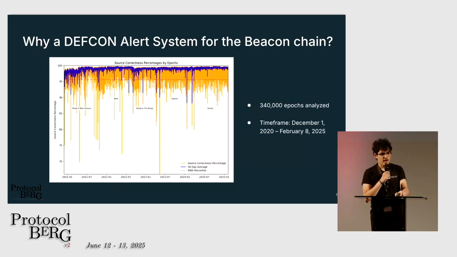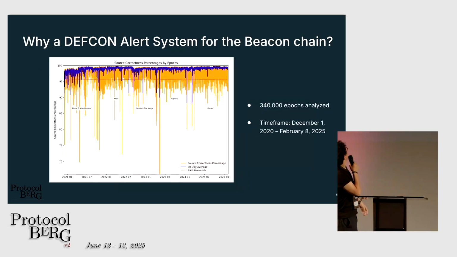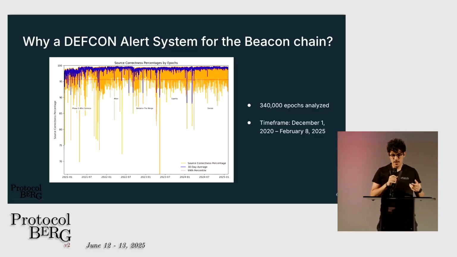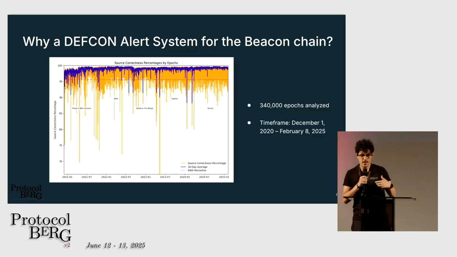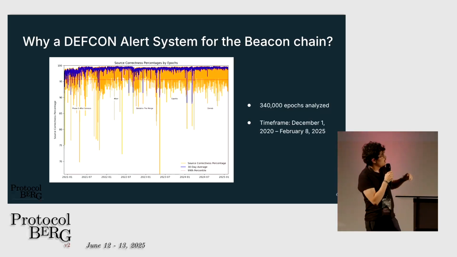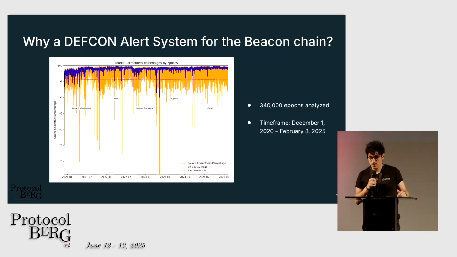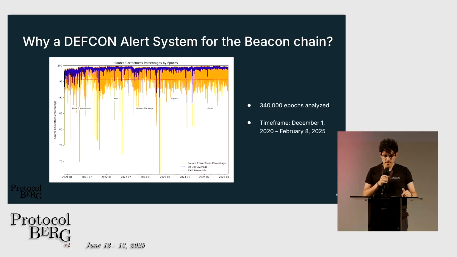What we have here is the source correctness percentage. In this figure, the orange or yellow line is the source correctness percentage, which is the share of validators that did the work on time and correctly. The blue line is the 30-day average. Then you have the red dotted line, the 99th percentile, which means that from the beginning of the beacon chain until February 8th of this year, 99% of epochs had a correctness percentage above 95%, which is pretty good.